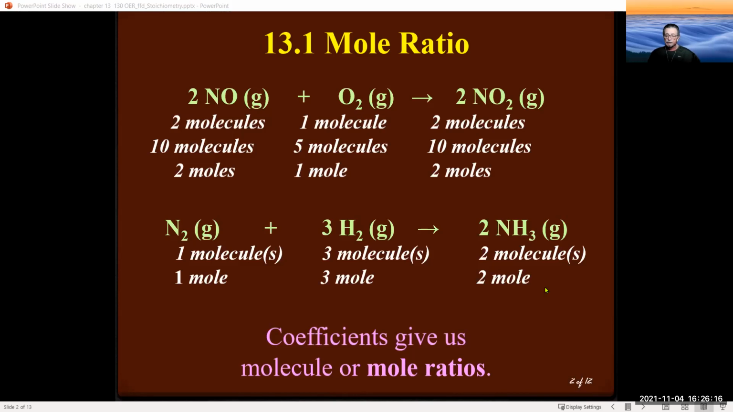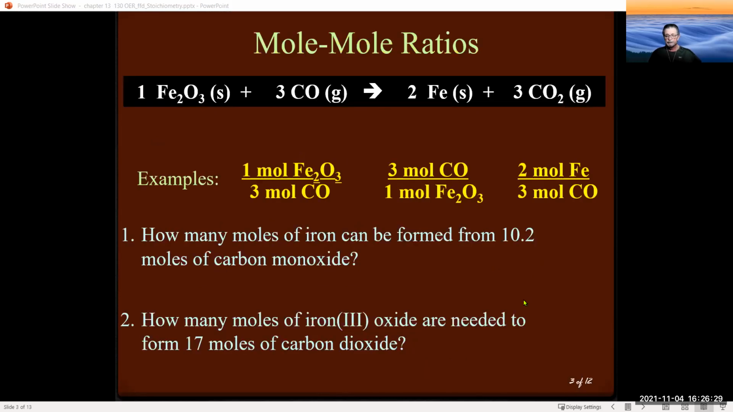Coefficients are the mole ratios to give us that how many. We generally don't talk about molecules. We're using it here to explain the concept. But generally we talk about moles. 1 mole of this, 2 moles of that, et cetera, okay? Now, how are we going to utilize this to do actual calculations?